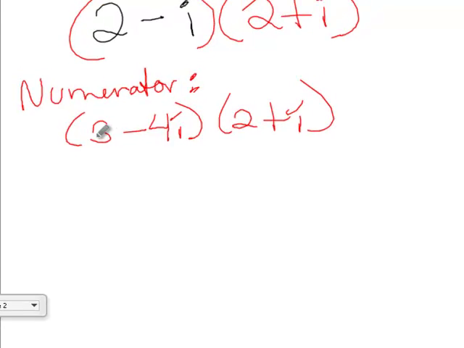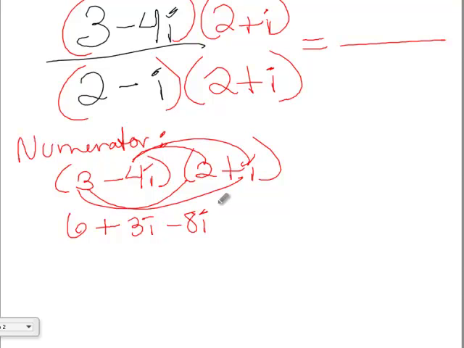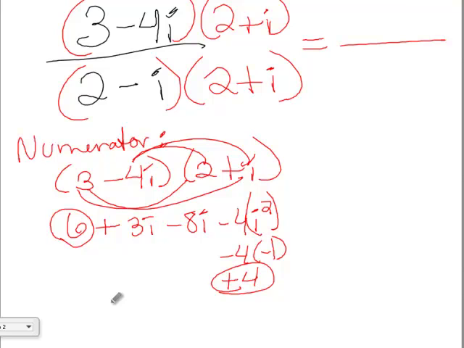So let's distribute the 3. 3 times 2 is 6. 3 times i becomes 3i. Negative 4i times 2 is negative 8i. And negative 4i times i is negative 4i squared. Now this i squared here is going to turn into a negative 1. So when we do negative 4 times negative 1, we get positive 4, which then can be added to our like term up here of 6 to get 10.